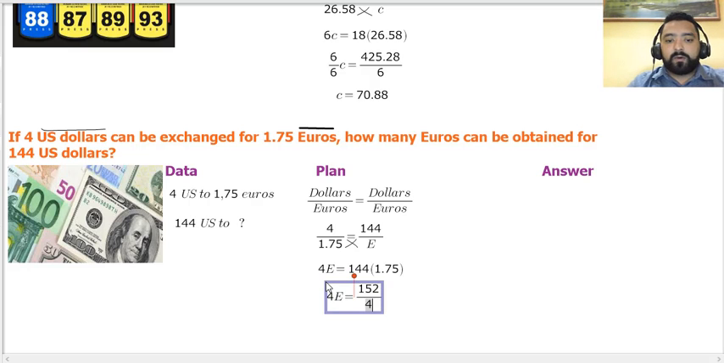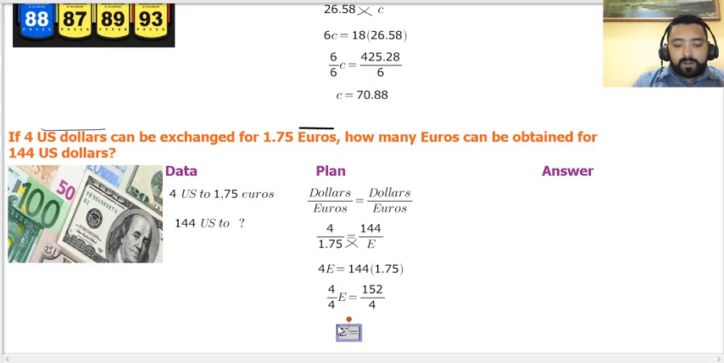Then you divide both sides by 4, in this case, so divide by 4 here, and we are going to have the euros for 144 dollars is going to be 144 times 1.75. This is 252 divided by 4. This is a mistake, so it's going to be divided by 4. You're going to have 63 euros. Okay. Finally, we have the answer in this case. So it's going to be this one.